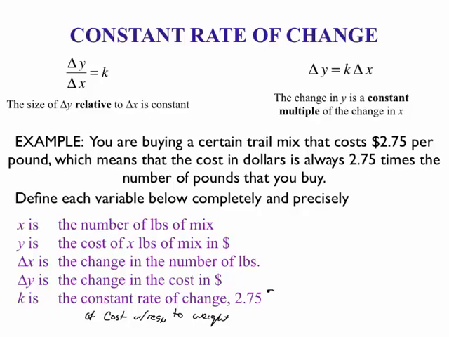So this is dollars per pound. So what I had originally wasn't great. This is better. The constant rate of change of cost with respect to weight, which is $2.75 per pound.